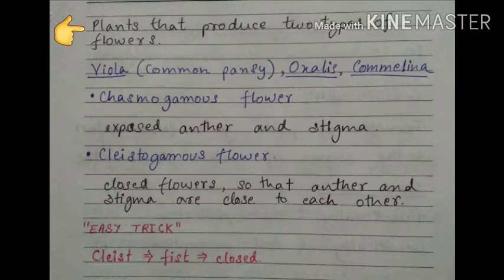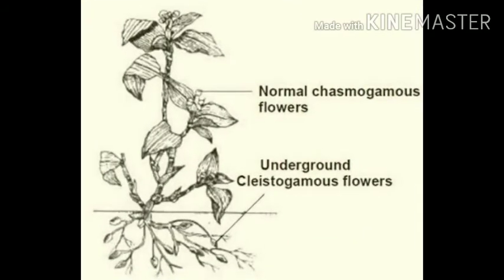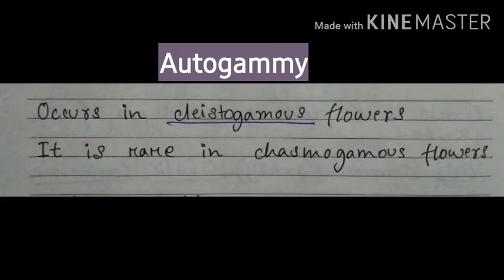The easy trick to remember these two confusing terms is to match cleist with fist, which is our closed hand, so that we can remember cleistogamous flower means the flowers in which the petals are closed and the anther and the stigma lie close to each other. Cleistogamous flower is mainly found under the ground. As the cleistogamous flowers are closed, so autogamy occurs mainly in this type of flowers.